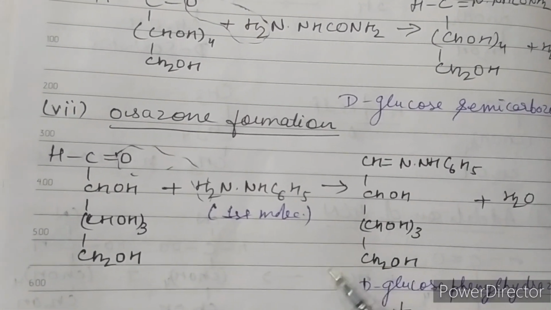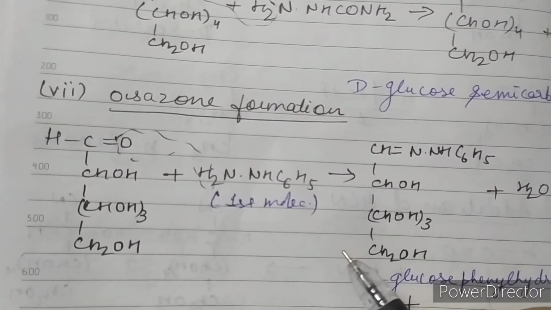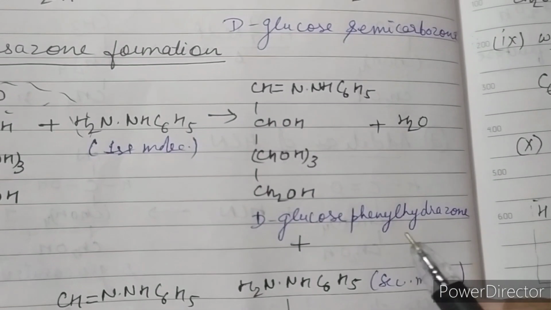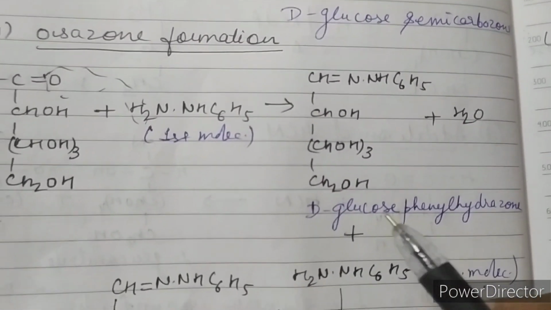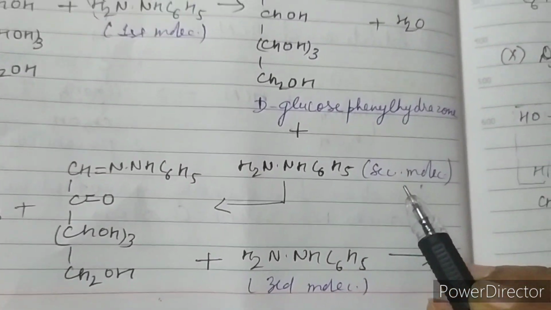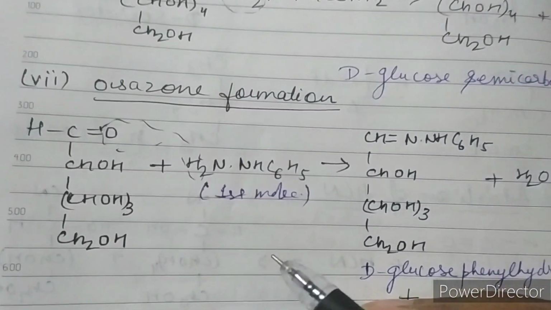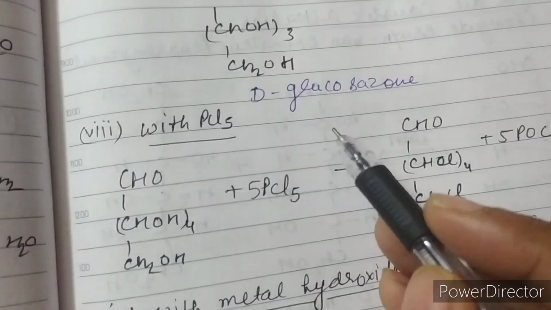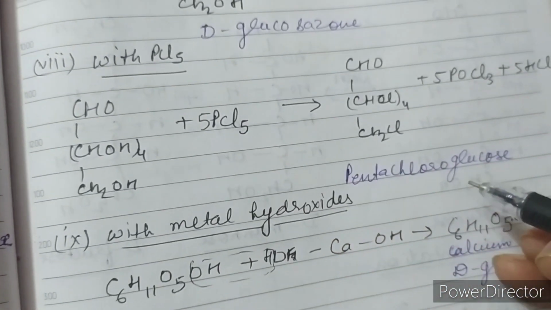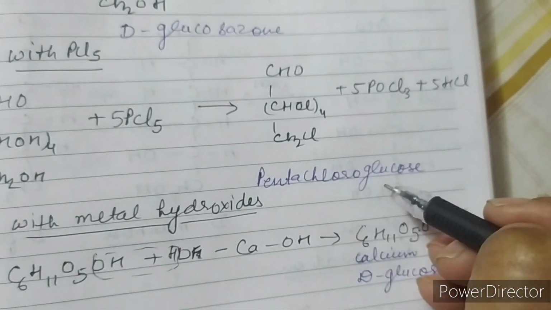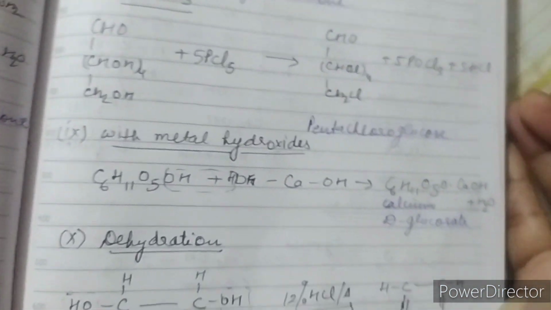On reaction with phenylhydrazine, it forms a hydrazone called D-glucose phenylhydrazone, as you can see here. And if the phenylhydrazine is in excess, then three molecules, first molecule, second molecule and third molecule, react stepwise with glucose to give you D-glucosazone. On reaction with PCl5, it gives a pentachloro derivative, that is pentachloroglucose. Here the chlorine has been introduced in the reaction instead of H.